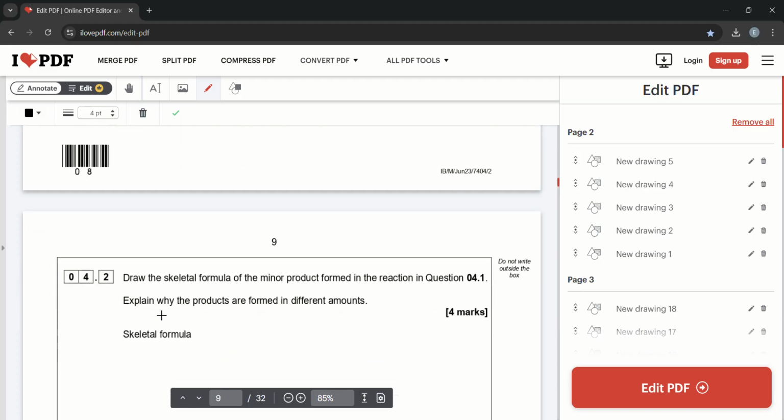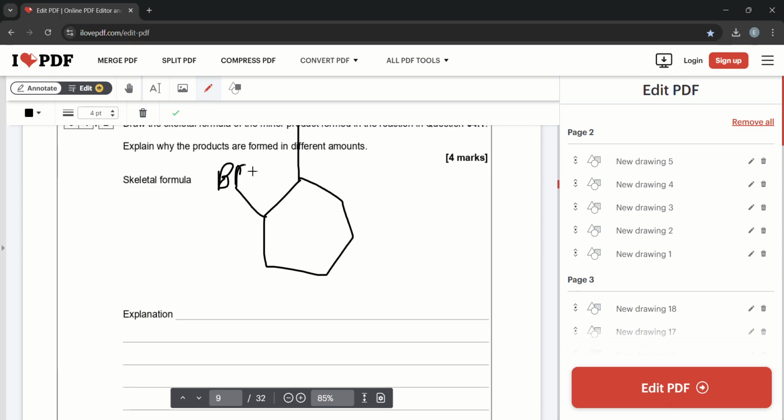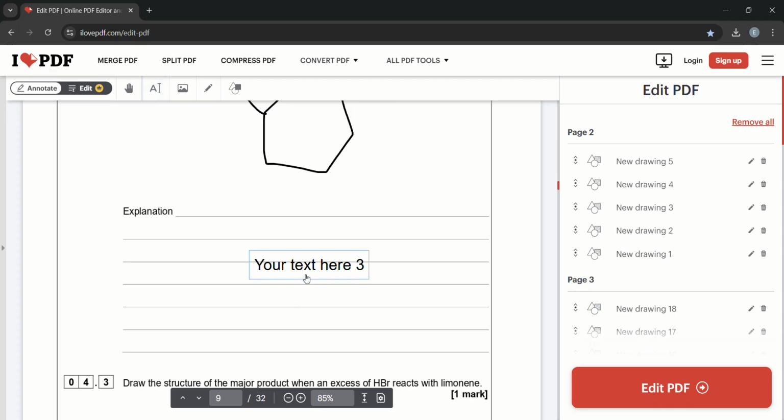Now we're trying to draw the skeletal formula of the minor product. The minor product skeletal formula is going to be 1, 2, 3, 4, 5, 6. Methyl group still here, but the Br is now here. And then explain why the products are formed in different amounts. Classic question.